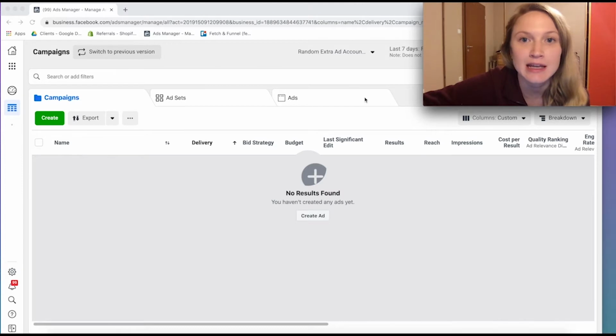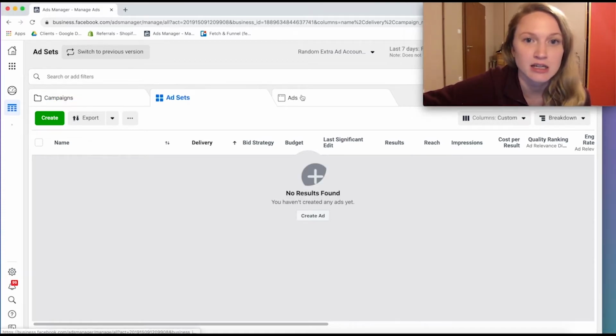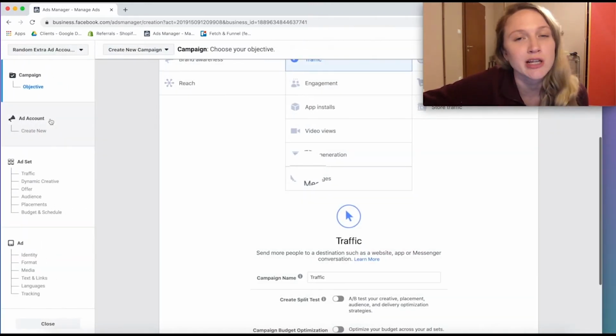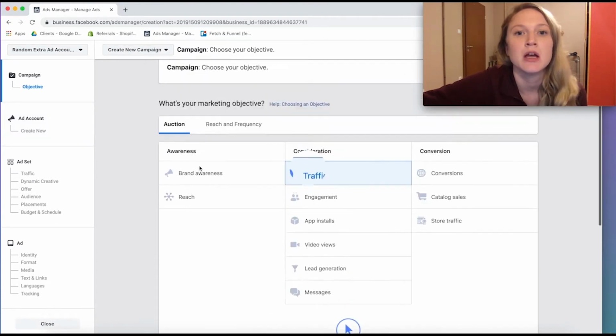We are in an aptly named random extra ad account, if you're wondering why this ad account is completely empty. So first, when you're in your ads manager, you want to make sure you're under campaigns, not ad sets, not ads. You're under campaigns and you hit create so that you can create a new campaign, not a new ad set, not a new ad.